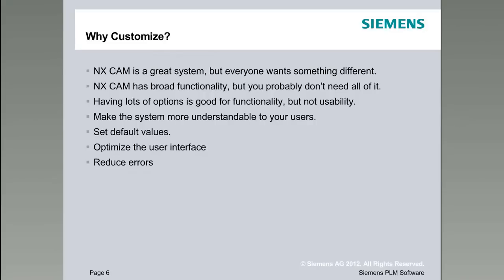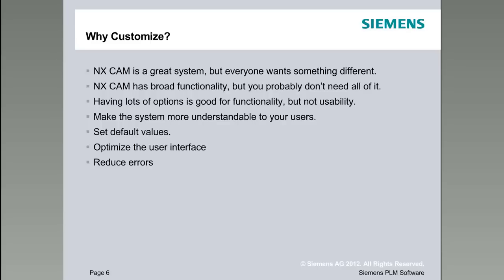We want to make the system more understandable to your users. Perhaps what we call stock, you call blank, and there's other things like that. There's terminology that is not necessarily industry standard, or you have special terminology in your company, and you want to communicate with your users in terms they already know on their job. So you can customize to make the system more easily understandable to your users without having to constantly look up what something means.